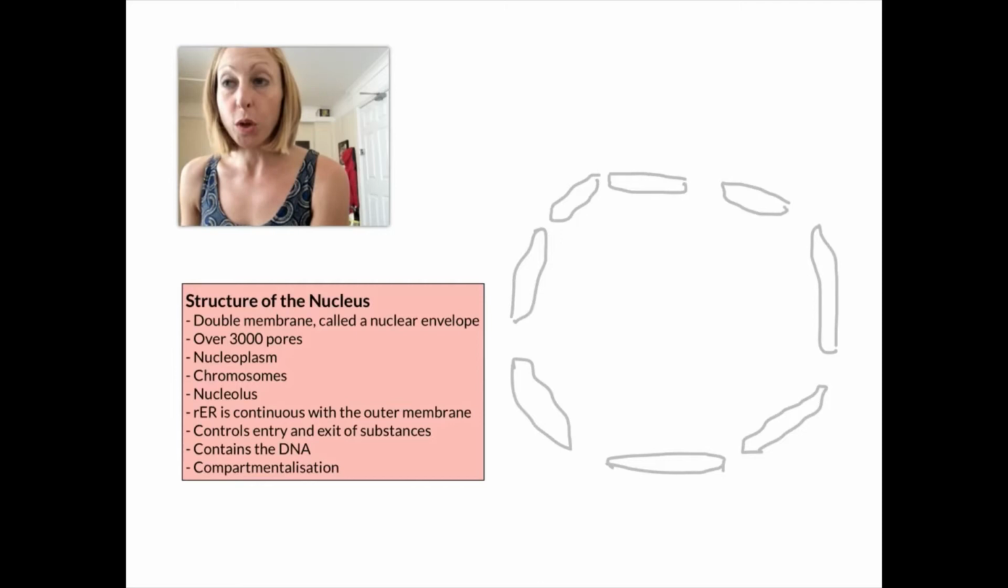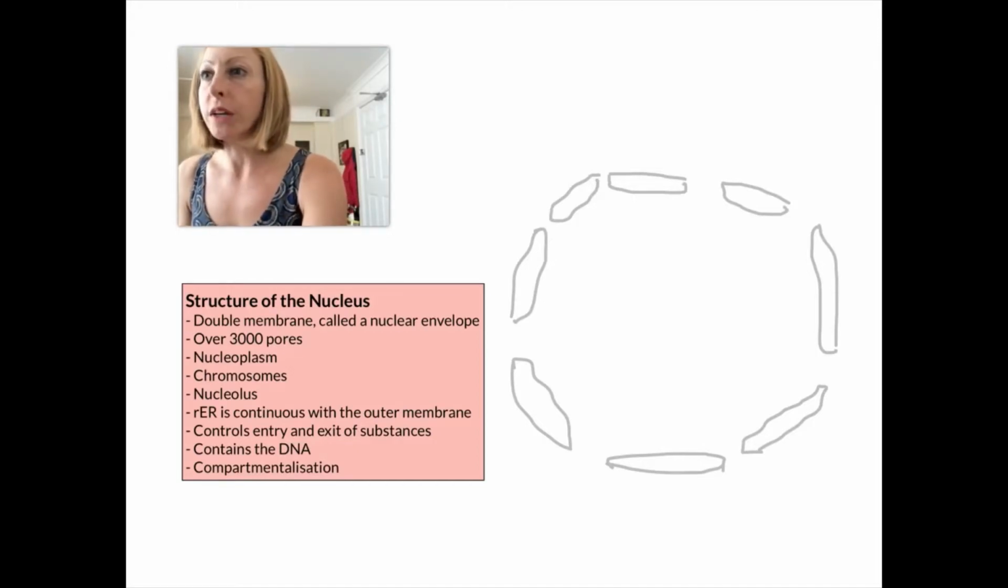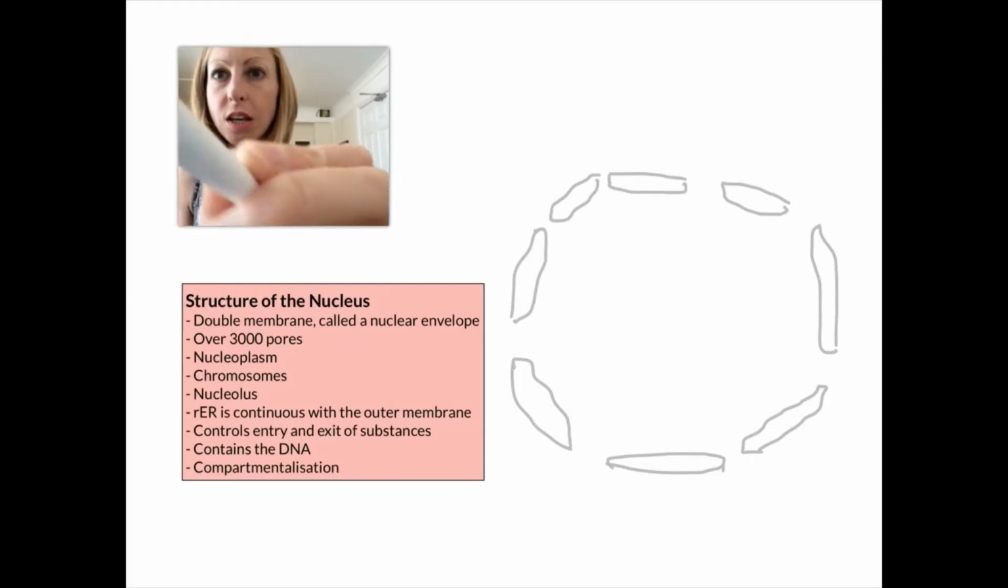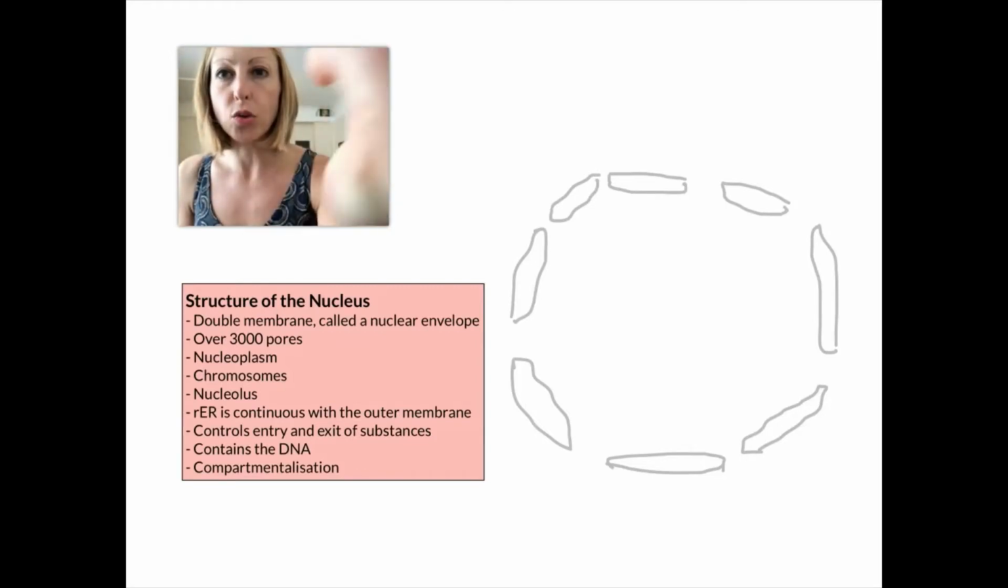In this video, we're going to go through the structures of a nucleus and the roles of the different parts that make up the nucleus. So what we're looking at on the screen in front of us at the moment is a nucleus made up of a double membrane. So you can see each of these little sections here is basically representing a cross-section through that double membrane.